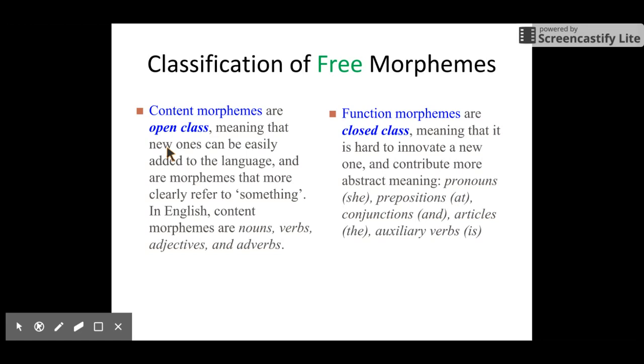On the other hand, we have function morphemes. Function morphemes are closed class, which means that it is very hard to invent a new function morpheme. And function morphemes have more abstract meaning. For example, pronouns, prepositions, conjunctions, articles, and auxiliary verbs. These examples are function morphemes.